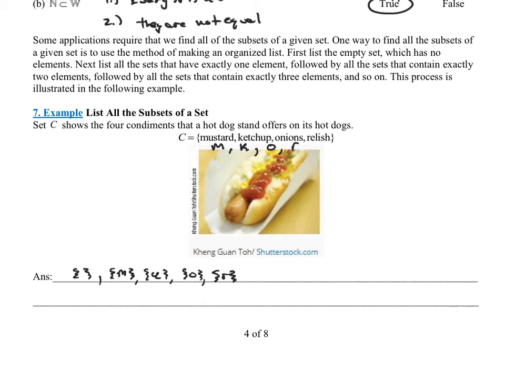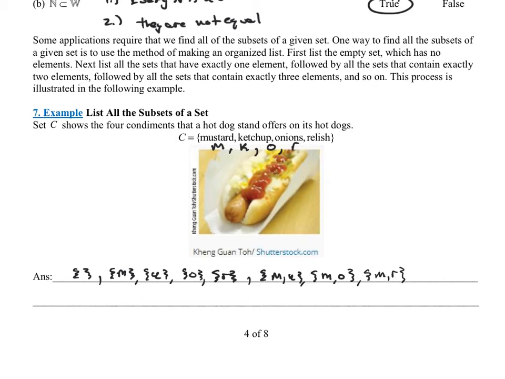Now we want to consider all the distinct two topping hot dogs. So I could have mustard and ketchup. I could have mustard and onions. I could have mustard and relish. So that's everything that I could have with mustard.